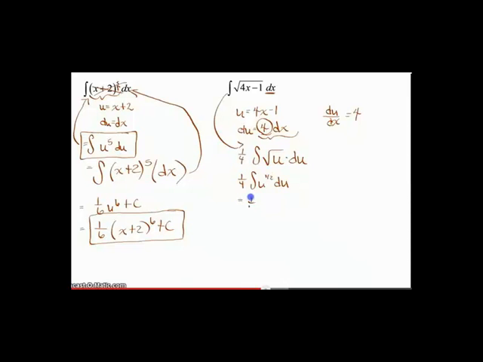We find the antiderivative. I pop my 1/4 out front. That's 1 over n plus 1 u to the n plus 1 plus c, because we're dealing with the indefinite integral. So we can clean this up. This is 1/4. 1 over 3/2 is 2/3. U to the 3/2 plus c. So we could clean this up. That's going to clean up to 1/2. So the answer here is 1/6 u to the 3/2 plus c.